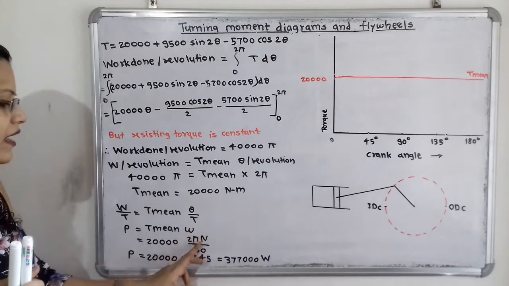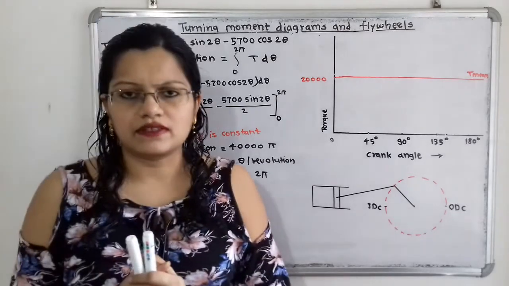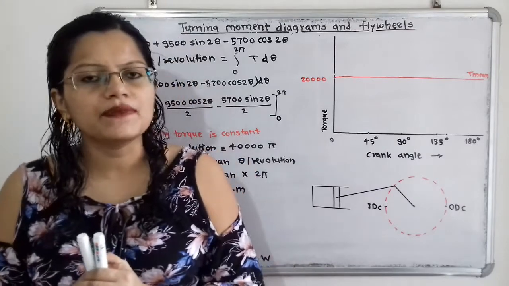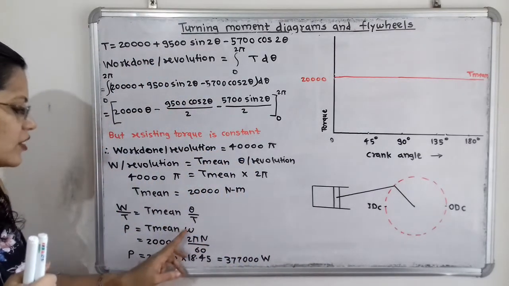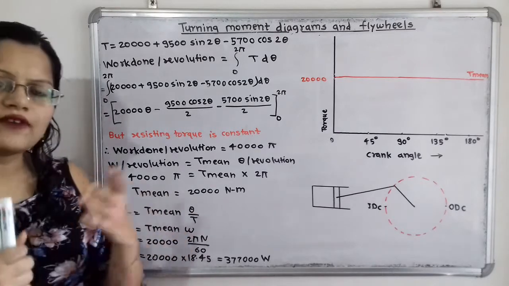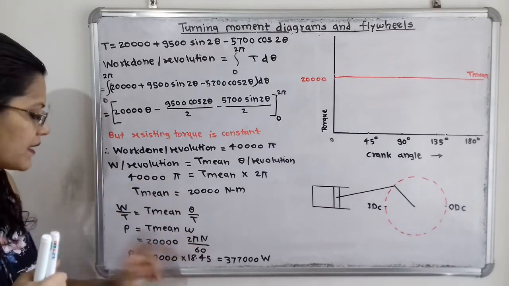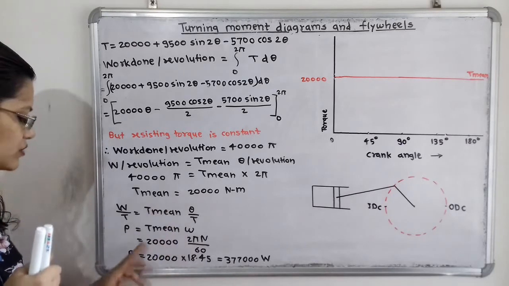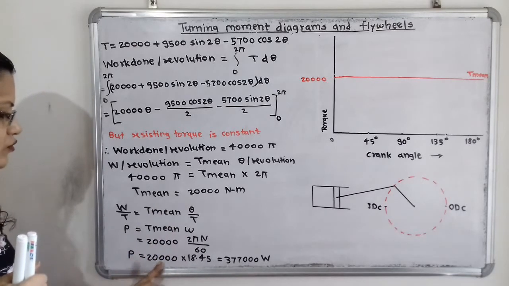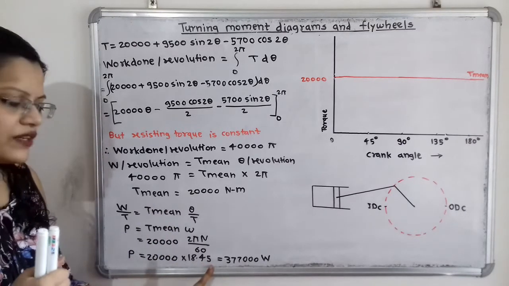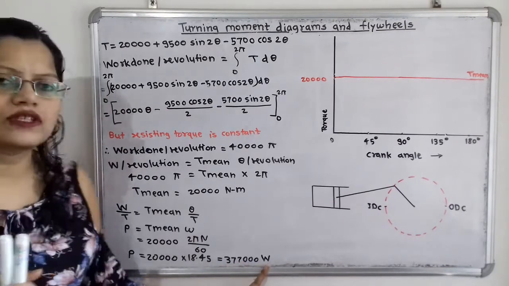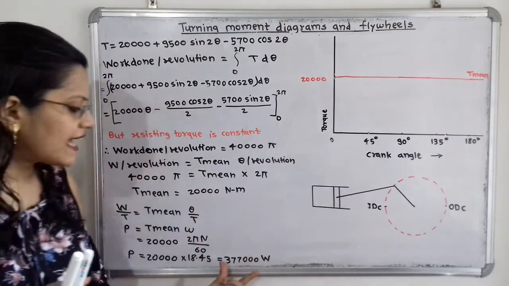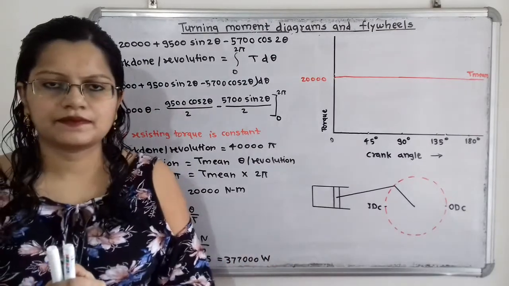For omega, the speed is given. Speed in RPM is given for this crank. So if I put the value of n, how can we calculate omega? From the given data, omega is 2 pi n by 60, and T mean is 20,000. Then what is the value of P? That is 20,000 into 18.45, which is equal to 377,000, and the unit is watt. So this is the answer of the first question.